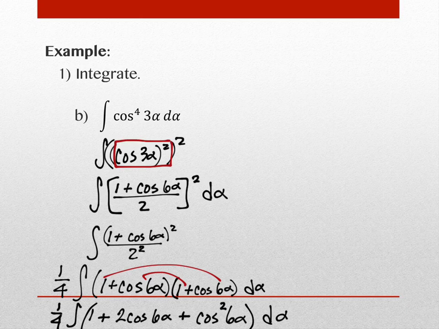We can take an antiderivative of the number 1. We're good with that. We can take the antiderivative of the 2 cosine 6 alpha. It's a simple u substitution. We probably won't even write it. Maybe I'll write it for this first one, but we won't write it typically. But what about the cosine squared of 6 alpha?